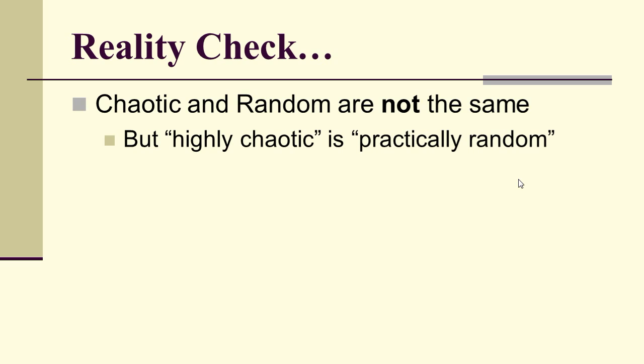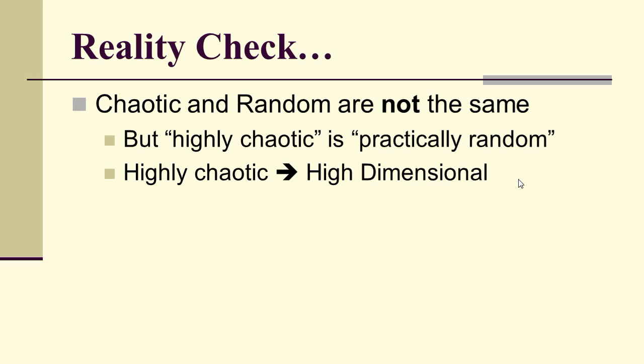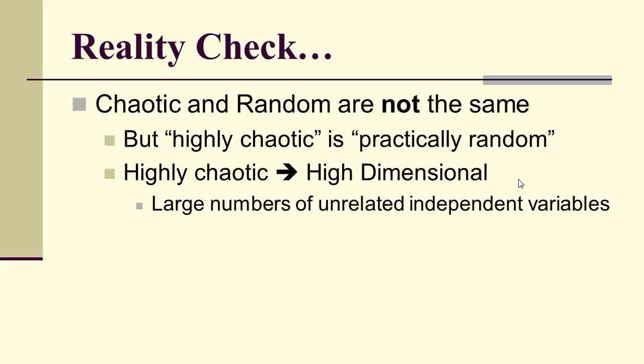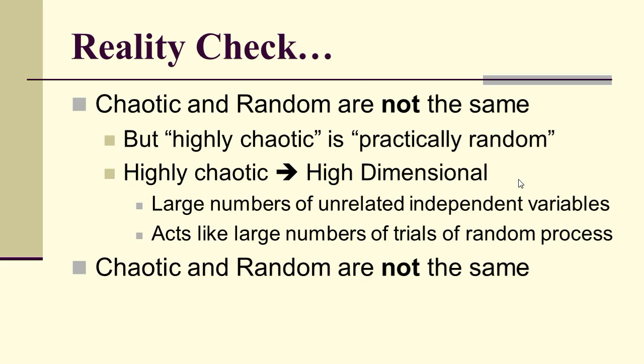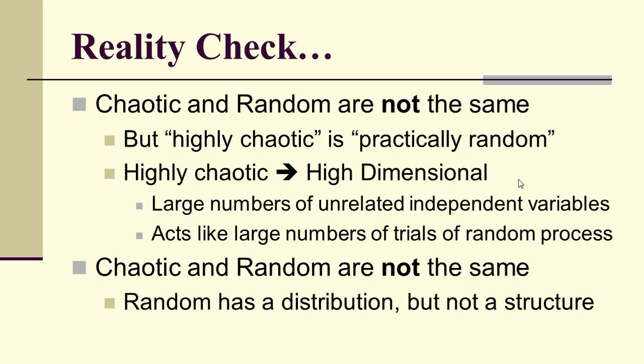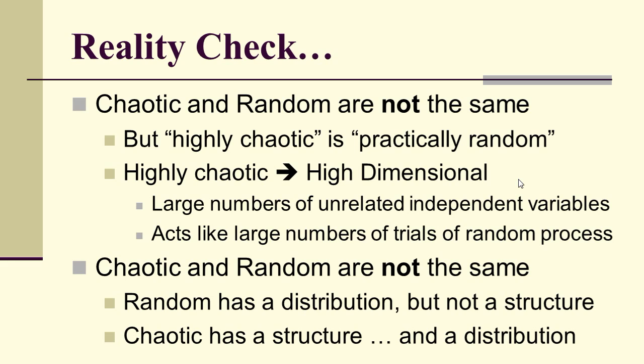Now, chaotic and random are not the same, but highly chaotic is practically random. Highly chaotic is high dimensional. Large numbers of unrelated independent variables act like large numbers of trials of random processes. So chaotic and random are not the same. Randomness has a distribution but not a structure. Chaotic has a structure and a distribution.